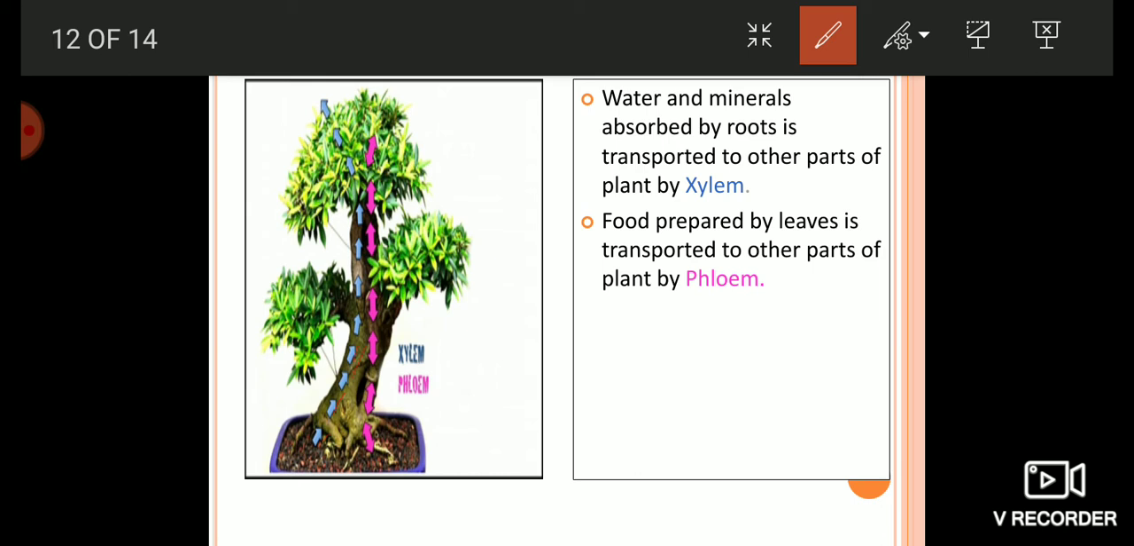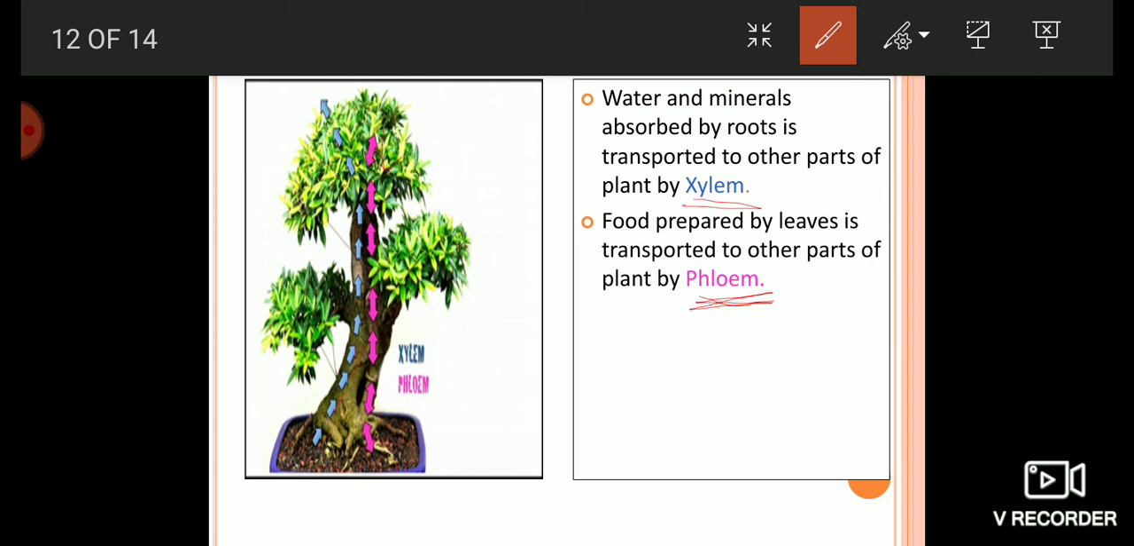Then the stem also carries food, which is prepared in the leaves by the process of photosynthesis, to different parts of the plant through a special tube called phloem. It is shown by the pink color. So whatever food is prepared by the leaf is again transported to the different parts of the plant with the help of the tube present in the stem called phloem, which is pink in color.